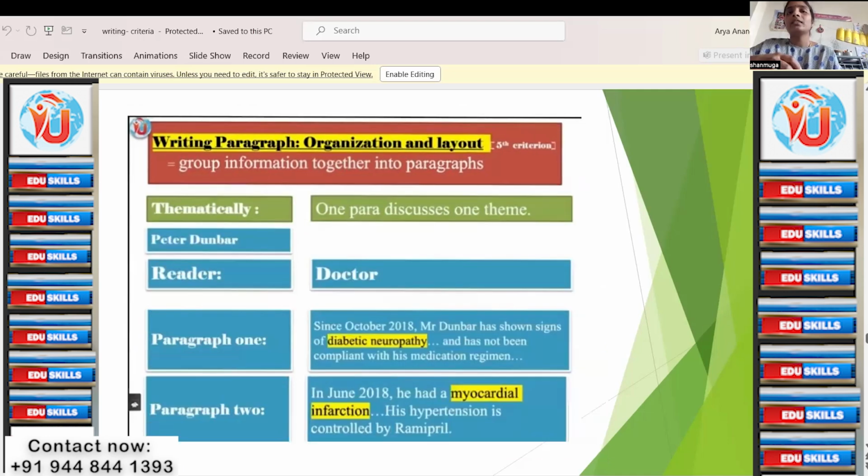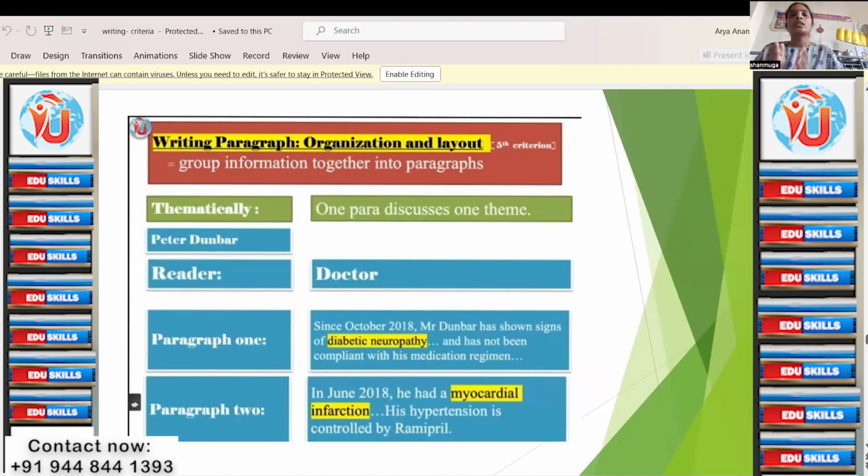And the next one, yes, you can see Peter Dunbar. This is thematic. As I said, here diabetic neuropathy is a particular theme in one paragraph. And the second paragraph should be the past medical history, that is myocardial infarction. That is one particular theme in another paragraph.